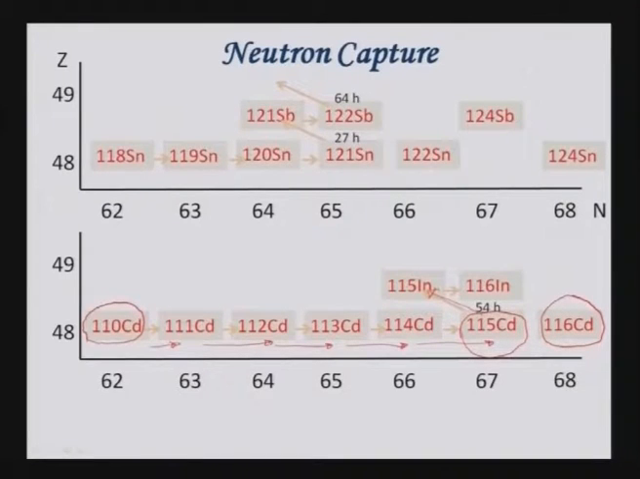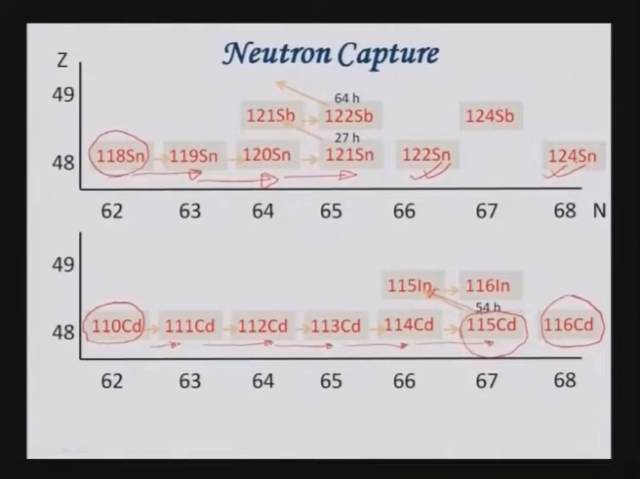Similarly, you can see about tin. Tin also, if you start with 118 tin, it will go to 119 tin, 120 tin, and 121 tin is radioactive, beta minus active, already too many neutrons. So, one of the neutrons will decay with a lifetime of 27 hours to 121 antimony, but we do have 122 tin, 124 tin, we do have these isotopes available.